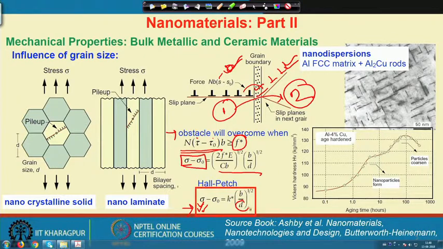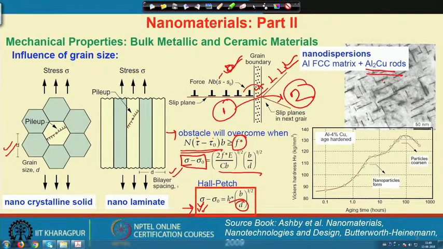So, the stress scales with 1 by root D. D here is the grain diameter, or let us say the laminated structure or bilayer spacing. And this is an understanding that says that if we decrease the grain size, the strength should increase, from the very fundamental equation.